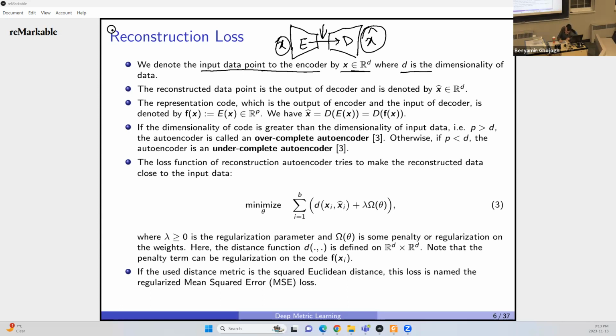So x hat is d of f of x, or d of e of x. By the way, f of x here is the output of the encoder. So f of x is our latent embedding vector in the latent space. Here is the compressed latent space, p-dimensional, where p here is usually less than d. If p is less than d, it's called an undercomplete autoencoder, like this, right? If p is greater than d, then it means this.